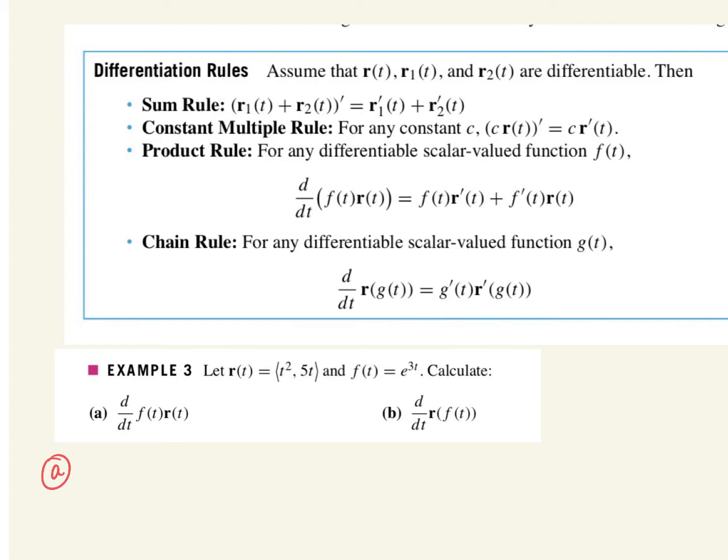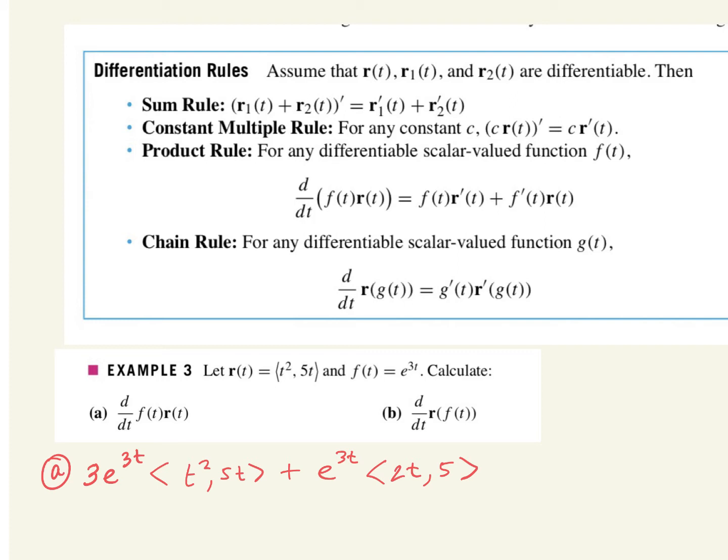So f prime would be 3e to the 3t times my r, which is t squared comma 5t, plus, keep my f, e to the 3t, derive each component of my r, 2t comma 5. Right. I can simplify this, right?